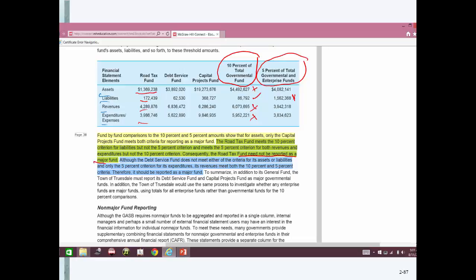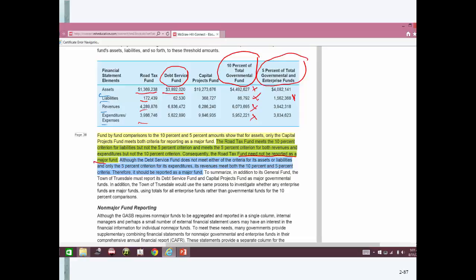Okay, let's try the debt service fund. How about that one? For the road fund to have counted, it would have to meet it for one. If you meet it for any one, watch the debt service fund, and you'll understand, okay? So take a look at the debt service fund. Does the debt service fund meet the requirement for assets? No, it doesn't, so it's not a major fund based on assets, right? Does it meet it for liabilities, the 10% test? No, it's not meeting that one either, okay.